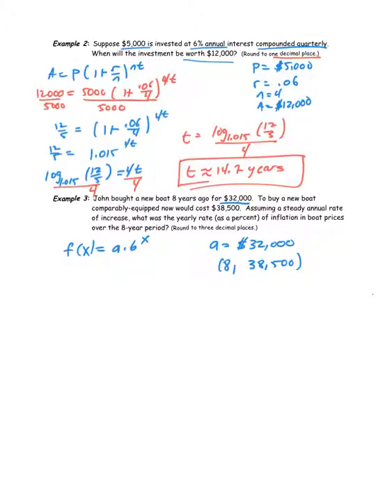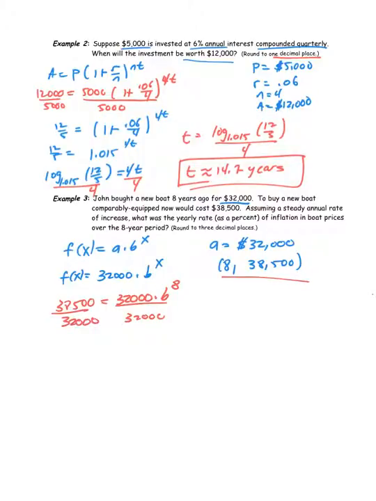So here we can write that f of x is going to be equal to 32,000 times b to the x, and then I can substitute in the values from the point (8, 38,500), so we'd have 38,500 equals 32,000 times b to the 8th. First thing I'd like to do when solving this is divide both sides of the equation by 32,000, so that I have 38,500 over 32,000.